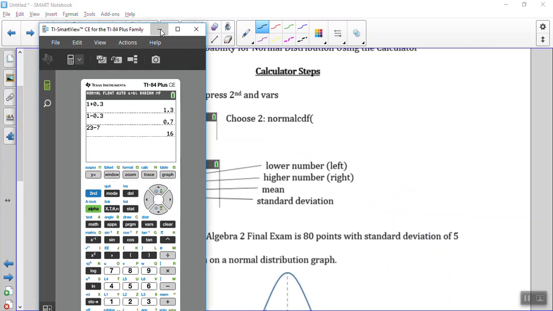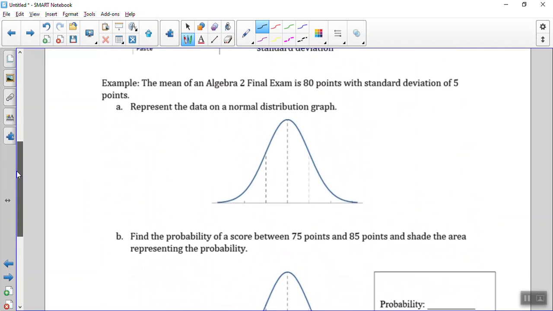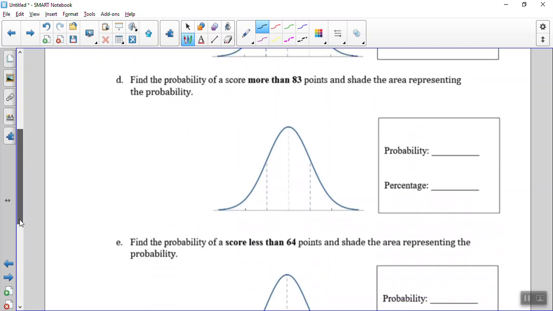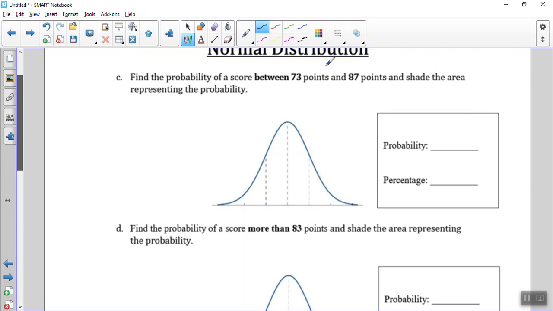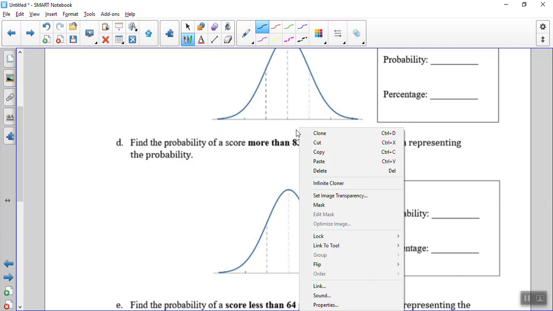So now I'm going to show you how we do standard deviations in the calculator. Okay, so here we have that the mean is at 80, and you have a standard deviation of 5. Okay, I'm just going to go through these 3 problems first. There are 3 different types of problems you're going to have. You're going to have a problem that says between 2 numbers, or it'll say more than 1 number.